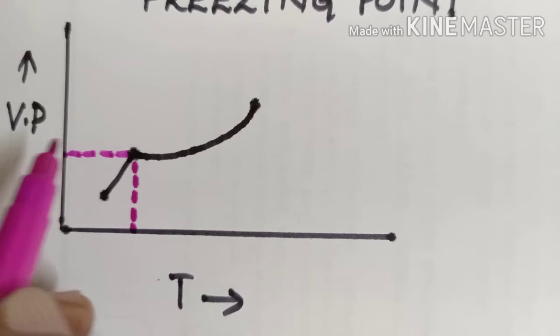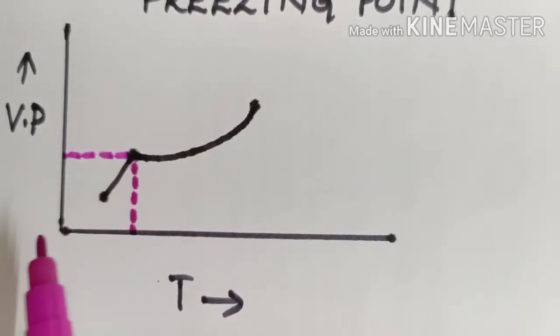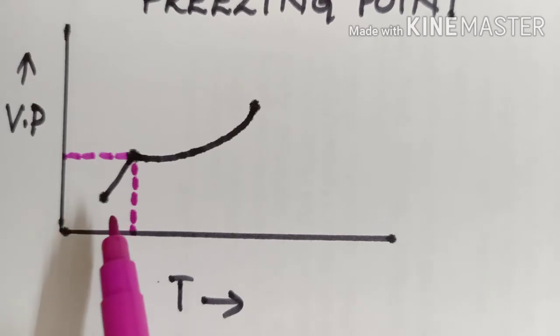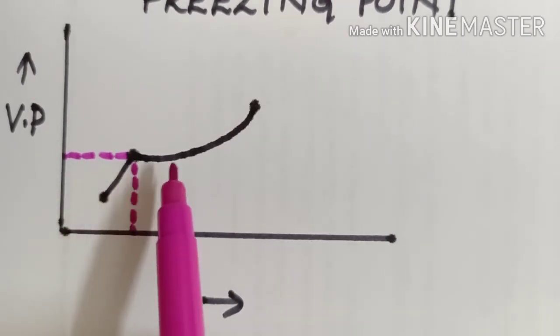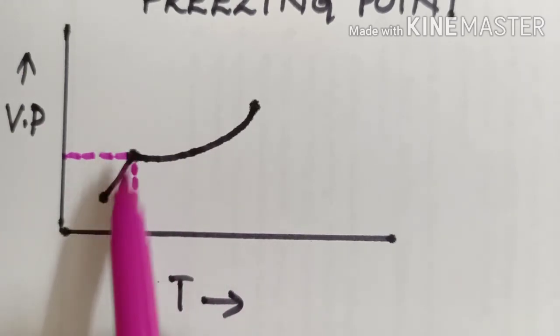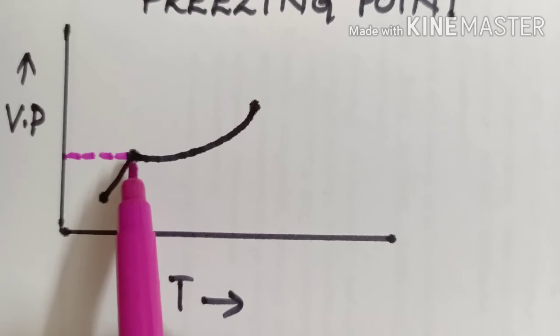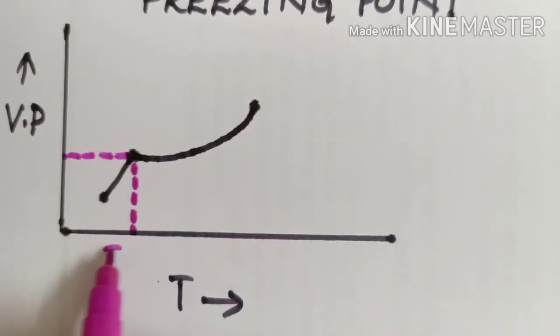So what is meant by freezing point? Freezing point of a liquid is identified as the particular temperature at which the liquid coexists with the solid, and that can be identified from the break in the curve. So let this be T0F for pure water.